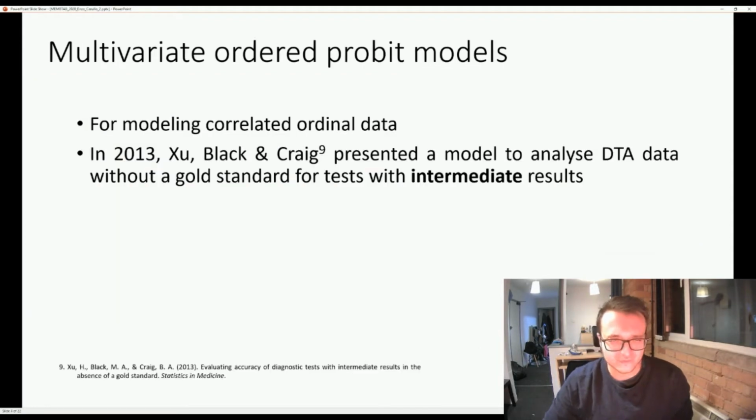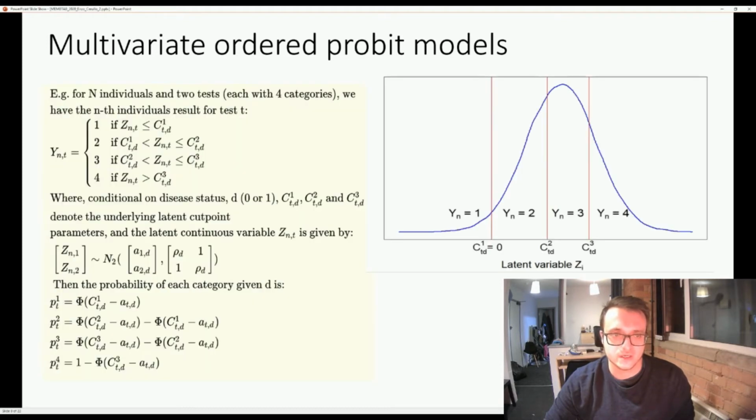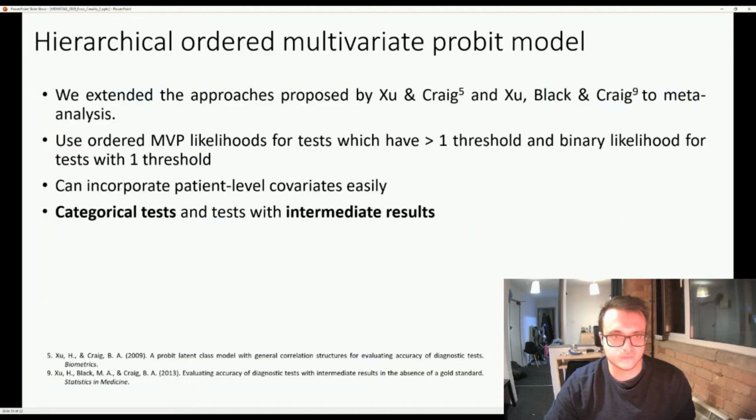So multivariate ordered probit models are an extension of this, modeling correlated ordinal data, so more than 2 categories. And in 2013, the same authors presented a model to analyze DTA data without a gold standard for tests with intermediate results, so 3 categories. If we have, say, 4 categories, this is what it would look like. It's very similar to the binary version, except that we've got more cut points. And we can set the lowest cut point to 0 without loss of generality.